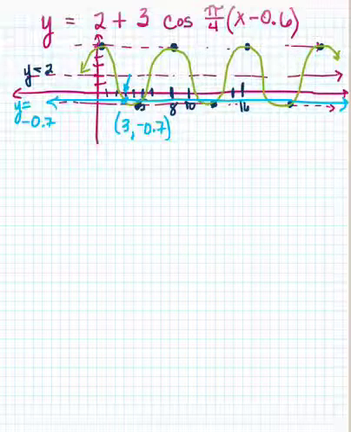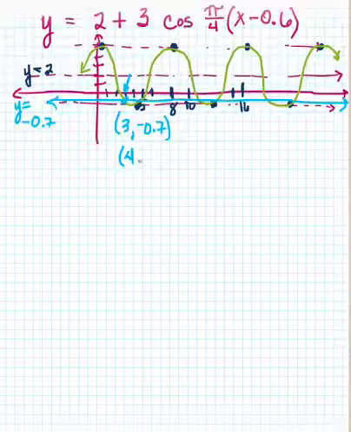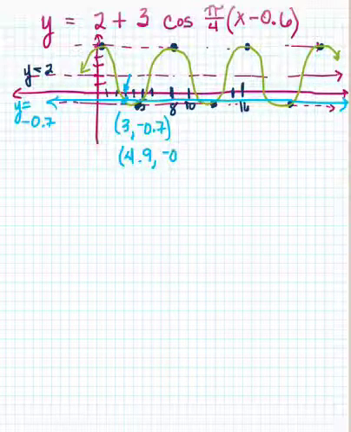I don't know. Not quite to 5. Maybe 4.9. What do you think about that? Okay, let's see. Let's go with 4.9 and negative 0.7.